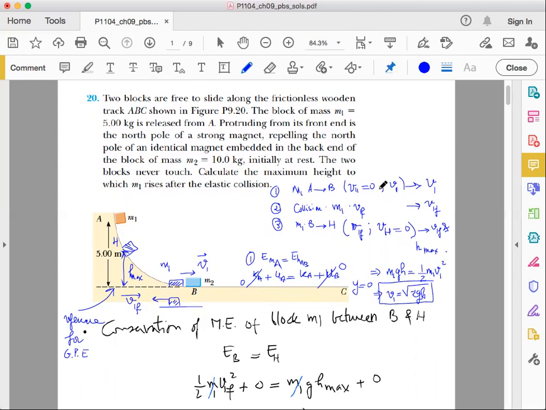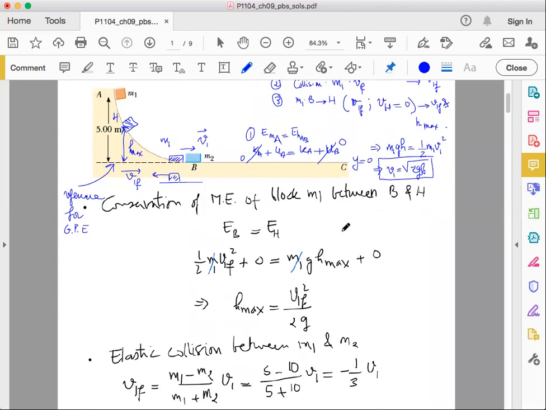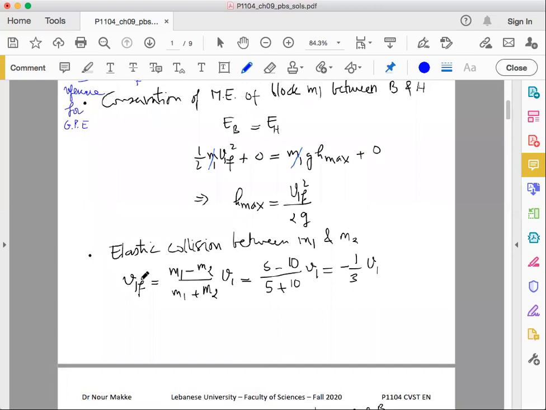Now, for the second part of the motion, we consider the case of an elastic collision between two masses, M1 and M2, and we have derived the proper equation for the velocity of both M1 and M2 after the collision. And so you just need to apply this expression in here. So you end up with V1 final is equal to M1 minus M2 divided by M1 plus M2 times V1.